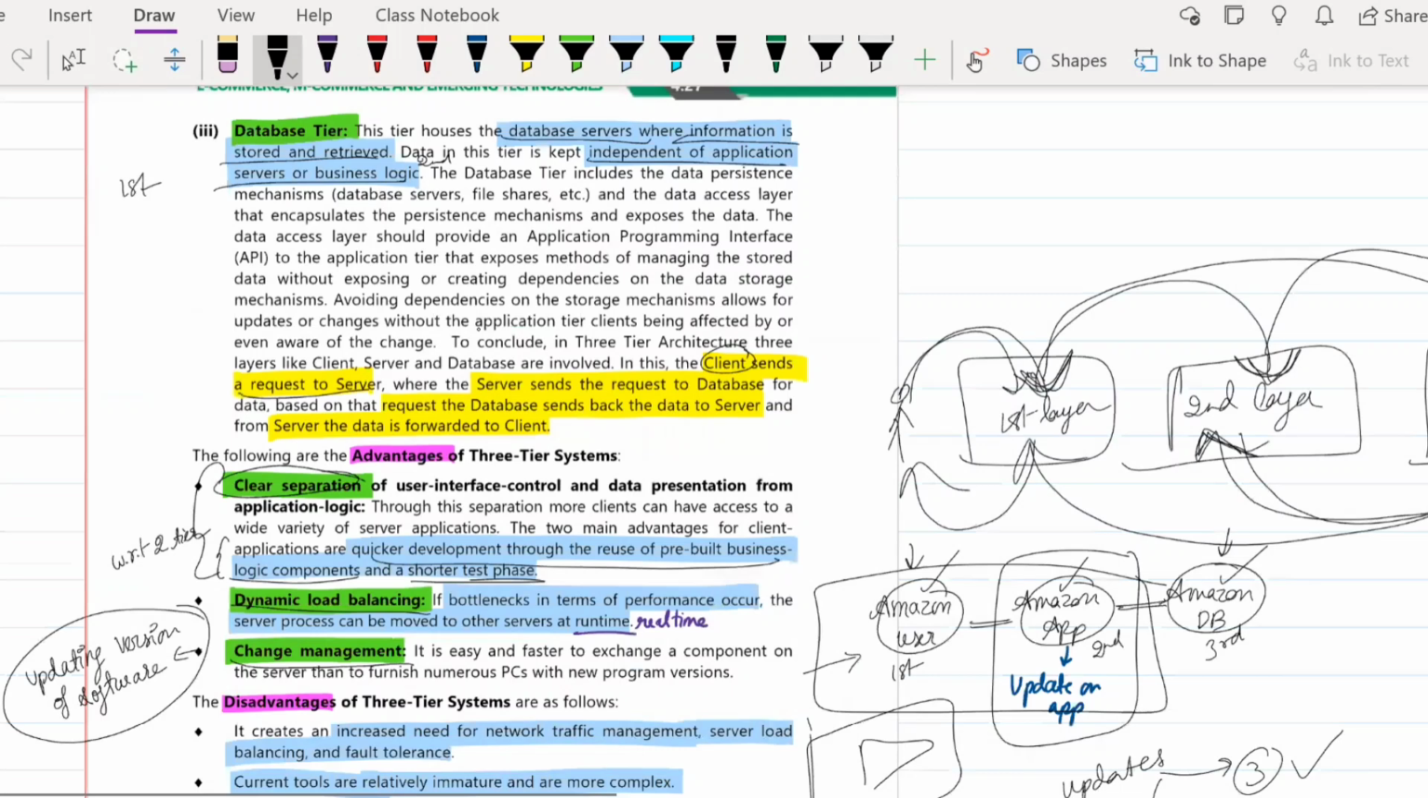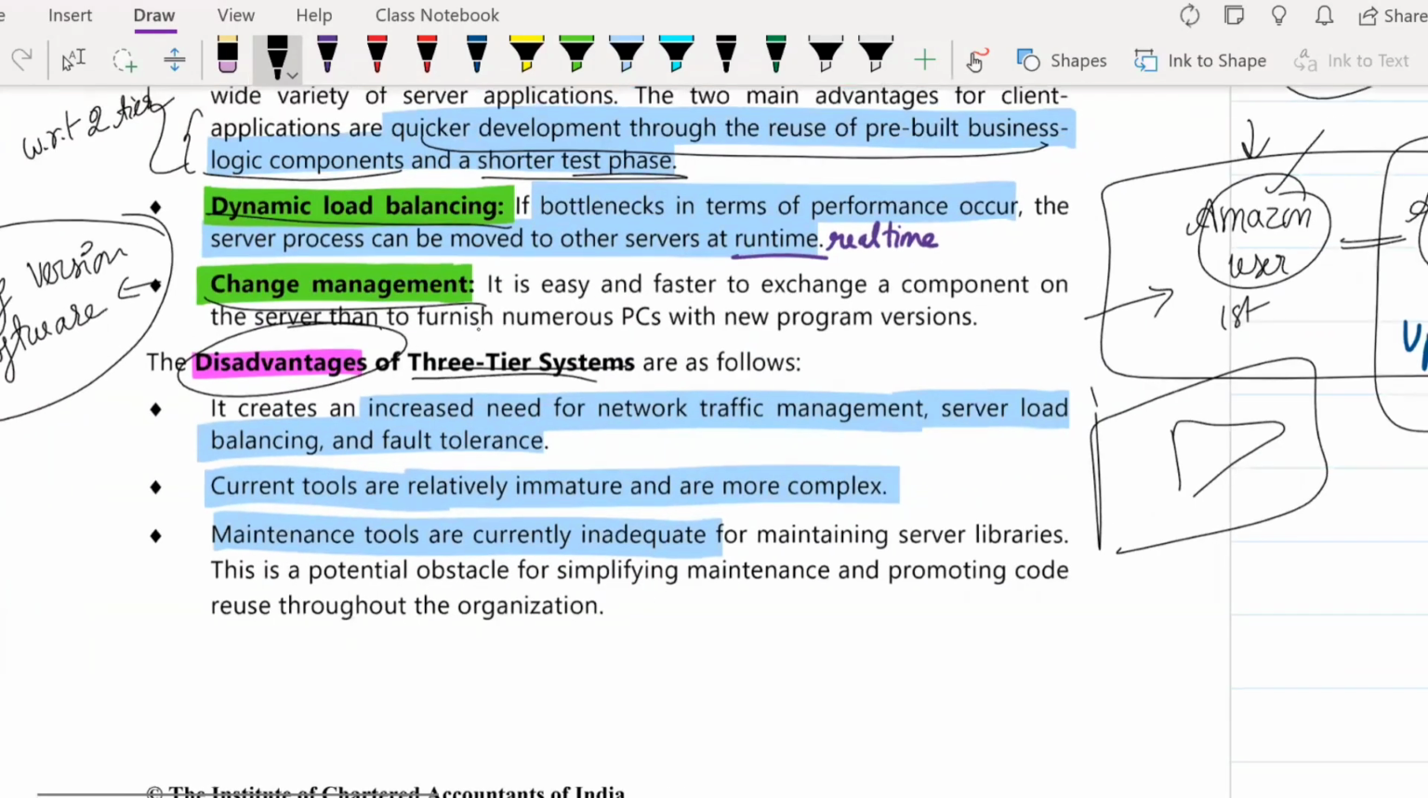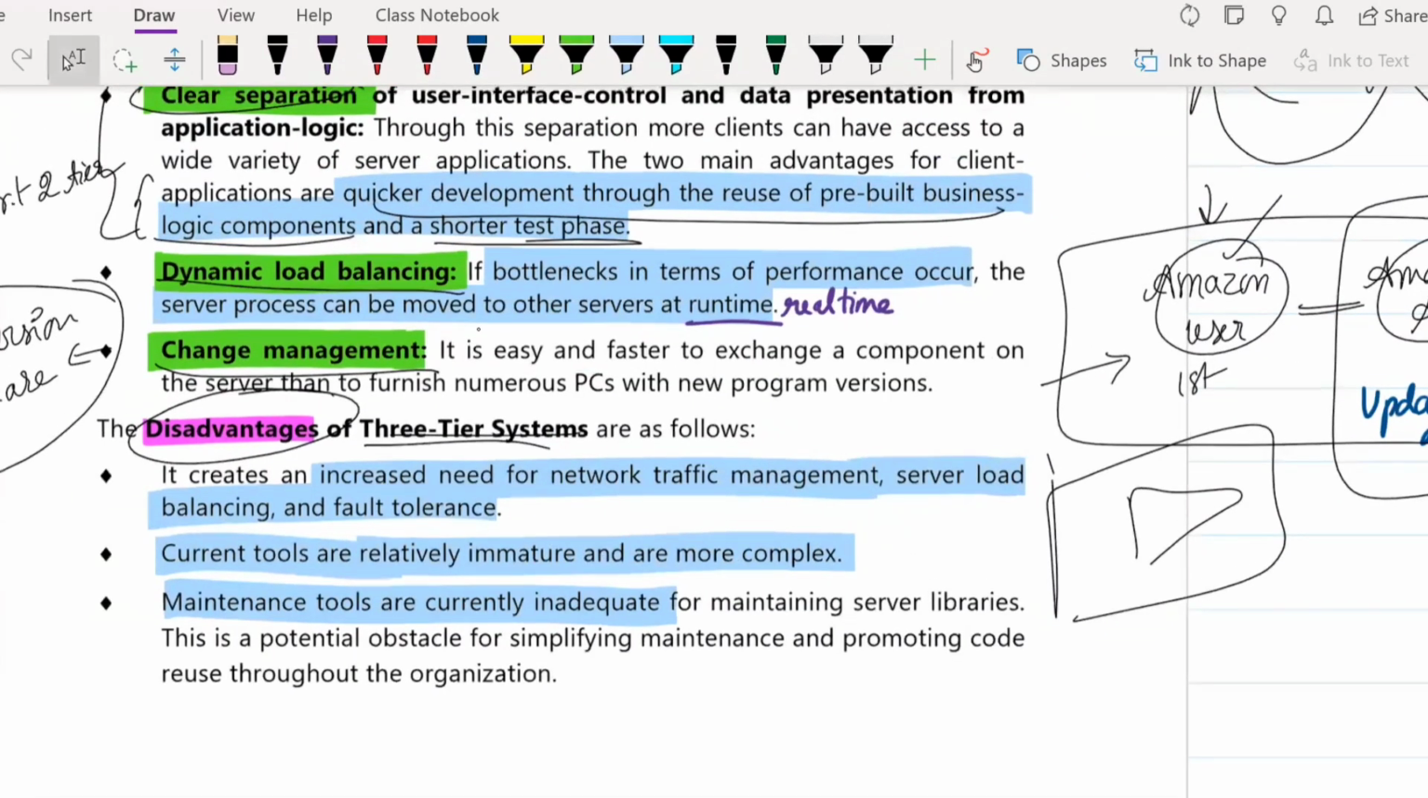Okay. Next, what we have is the disadvantages of the 3-tier system. Here they are telling you that since the 3 tiers work differently, there will be an increased need of network traffic management. Why they are specifically telling this is because nowadays all the e-commerce sites use only 3-tier systems. This e-commerce, you would have already seen how rapidly it is growing.